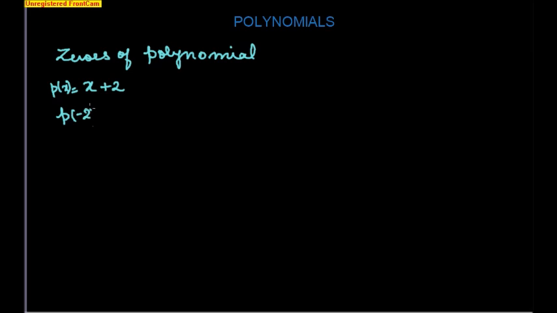Today I'll be dealing with the zeros of the polynomial. Now, what are the zeros of the polynomial? Zeros of a polynomial means the solution of a polynomial. Let me just say, for example, if I have x plus 2 as a polynomial, then I know that if I put x as minus 2, I get the answer to be 0, and hence I say that minus 2 is the zero of the polynomial.